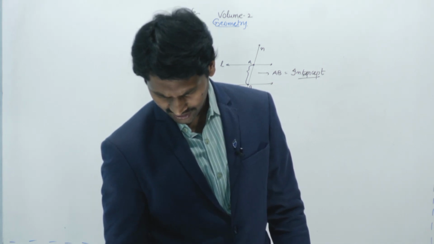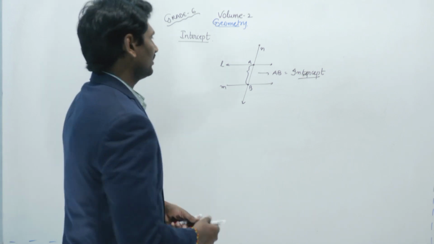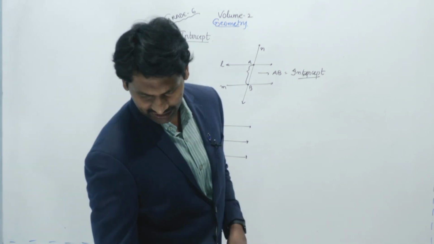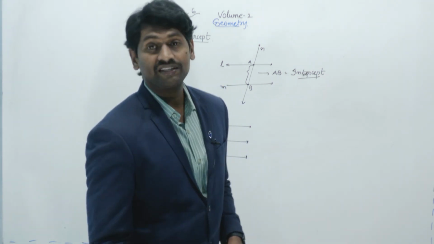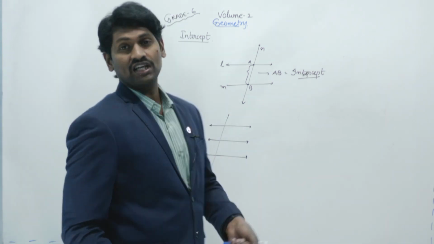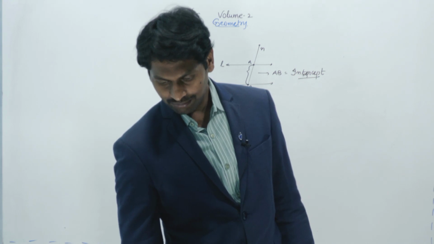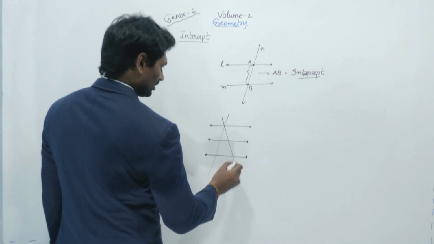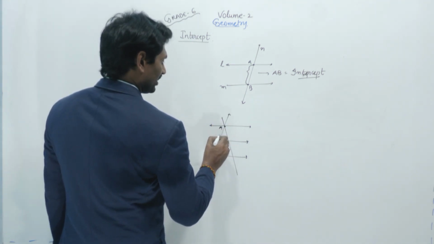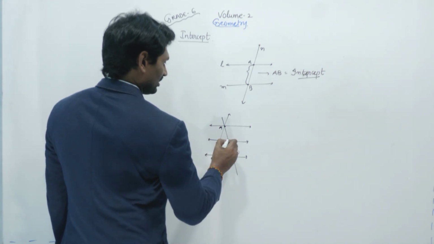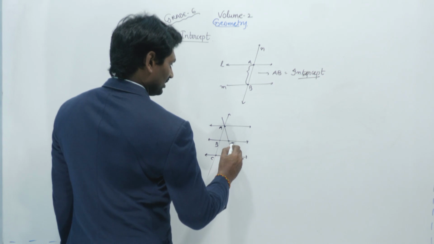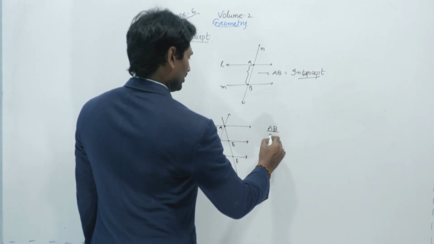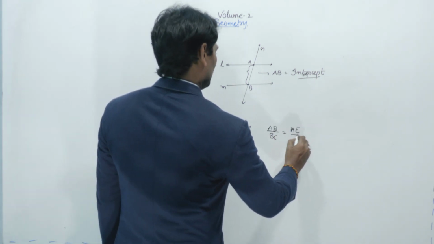Yeah, let me draw the diagram. If three lines are intersected by two transversals, and their intercepts ratio is equal, that means if you take the points A, B, C and D, E, F, the ratio AB by BC is equal to DE by EF.